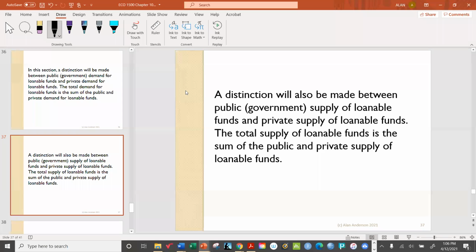Oh, and the same thing will be true of the supply, but of course the supply only comes from governments when they have a surplus, which, let's face it, very rarely happens. But we can then make a distinction between public supplies of loanable funds and private supplies, so that the total is simply the sum of the two.